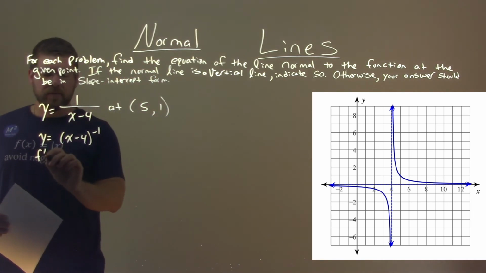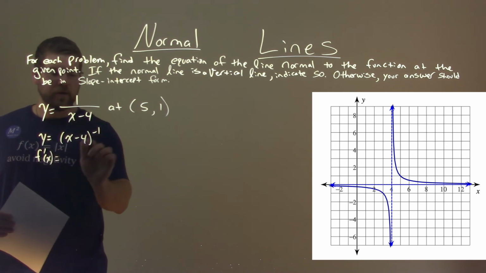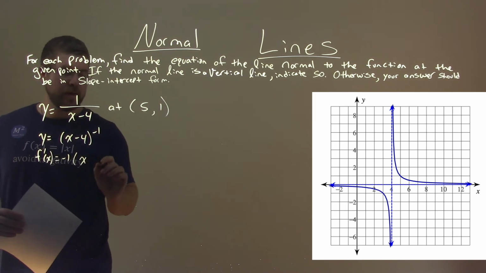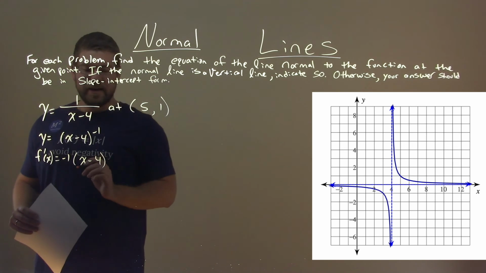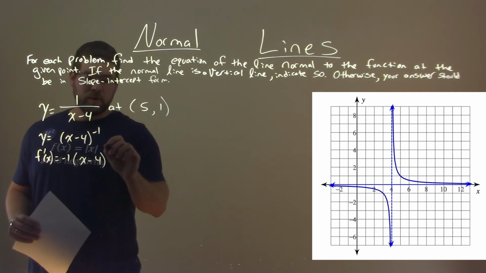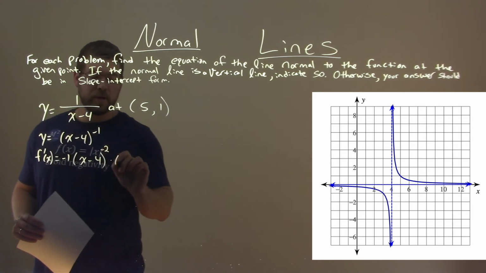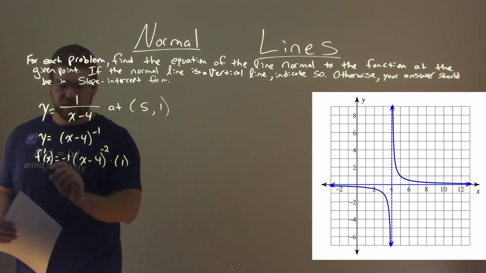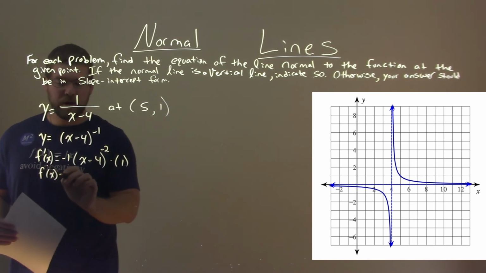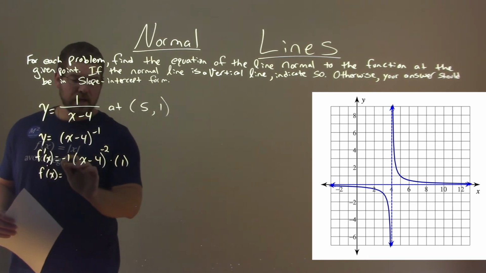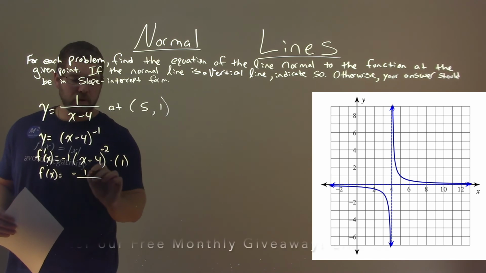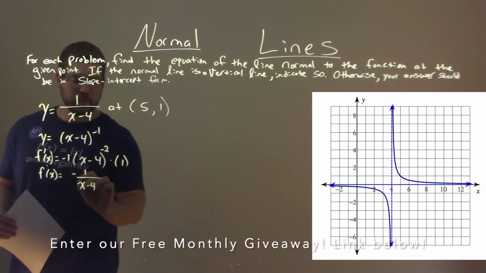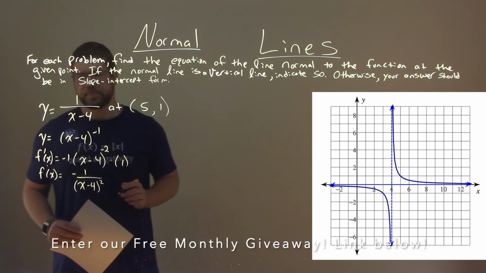F prime of x, let's call it, is equal to, power rule, negative 1 times the inside, x minus 4. Take the exponent, subtract by 1, so we have a negative 2 up here, multiply by the derivative of the inside, which is 1. From there, we need to simplify this. So let's bring it back to a fraction, f prime of x. Negative is just in the numerator, negative 1, over denominator, x minus 4, all squared.